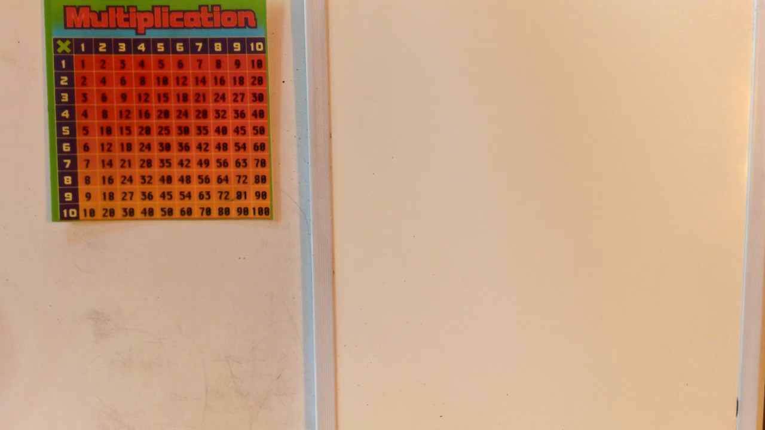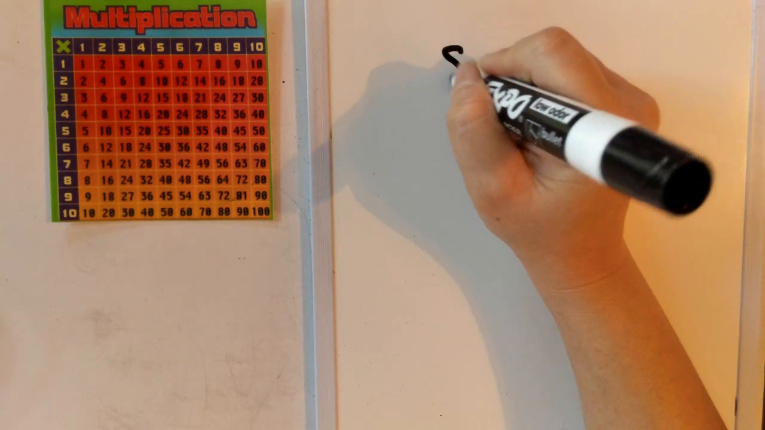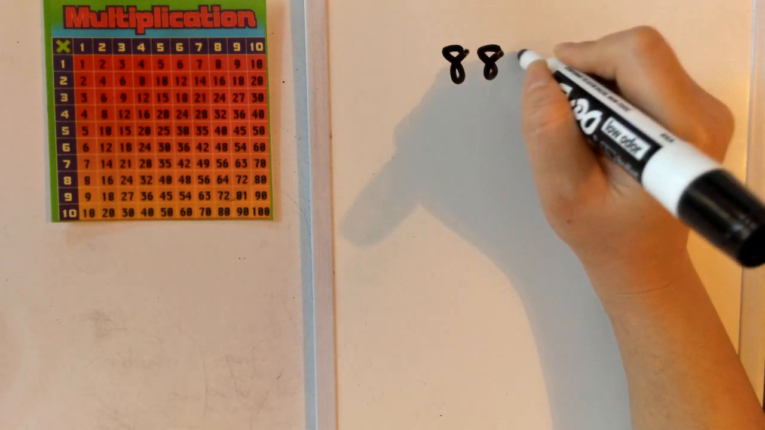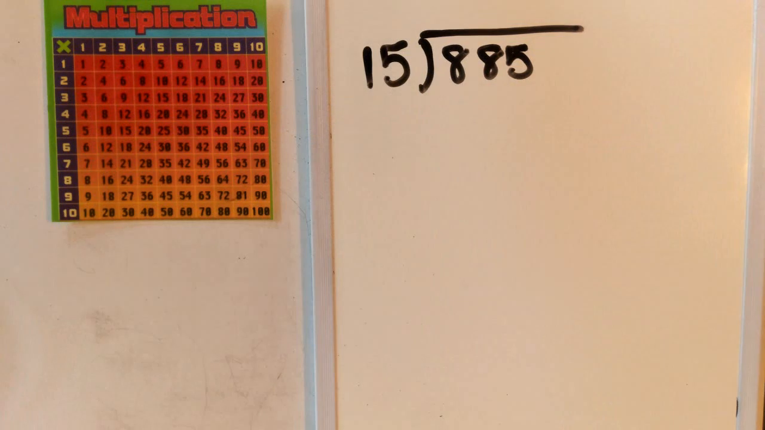In today's video, I'm going to be showing you how to use a multiplication chart to divide multi-digit numbers. Okay, so let's get started. I have 885 and I am going to divide it by 15, for example.